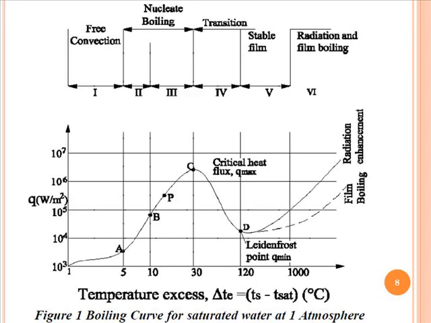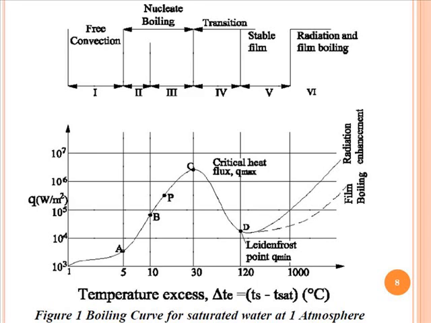Now we are referring to figure number 1, that is the graph of excess temperature versus heat flux, where all that we have discussed will be observed. The first part is the region where free convection is observed, that is region number 1. Then you will observe nucleate boiling, that is region number 2 and 3, where you find points A, B, P and C, where critical heat flux is available and excess temperature is around 30 degrees Celsius. Then when the heat flux is increased, we are moving towards the transition zone, that is zone number 4, where the excess temperature is between 30 to 120 degrees Celsius.